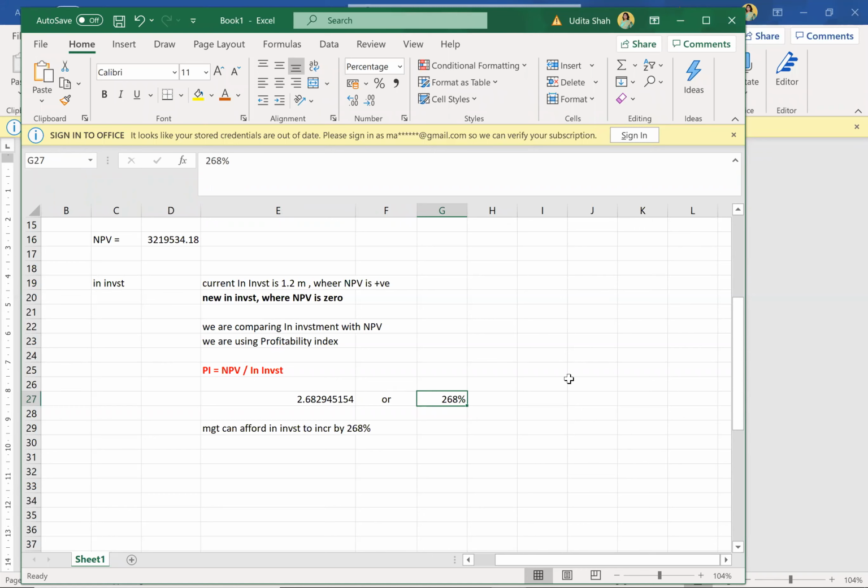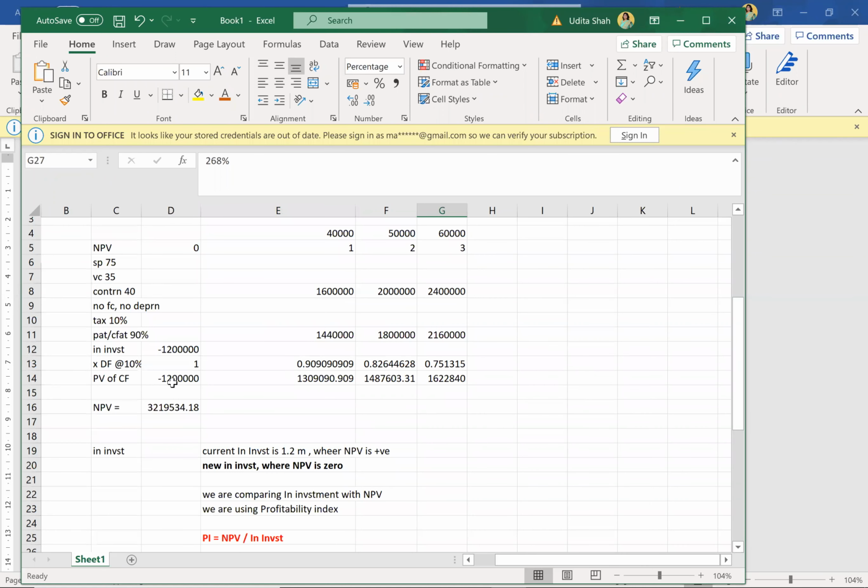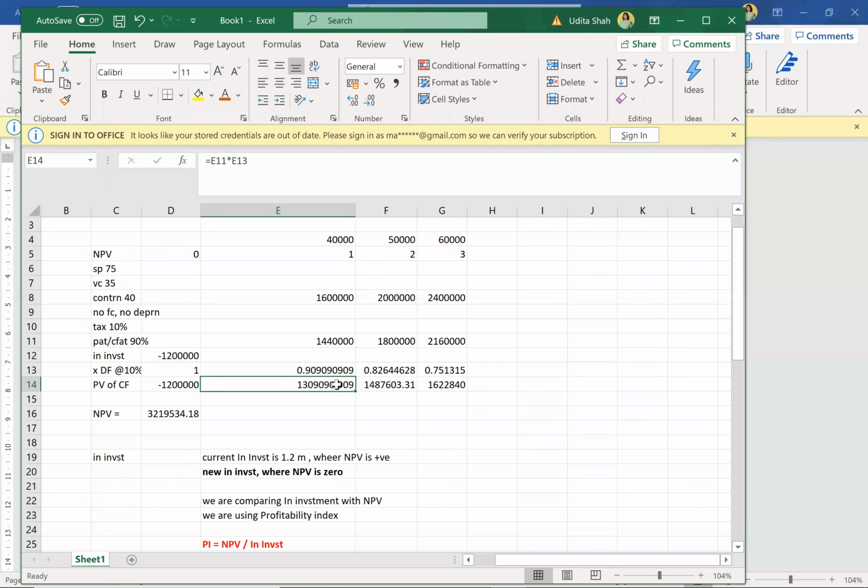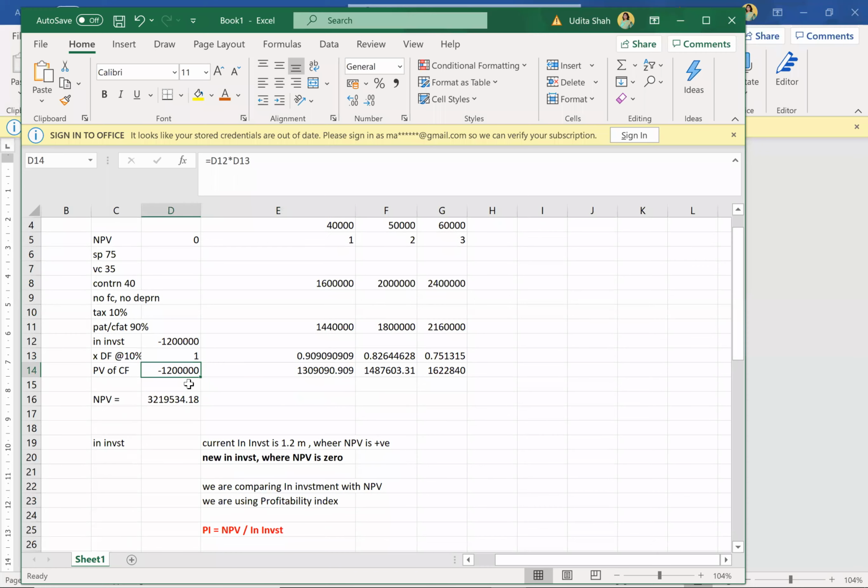Okay, initial investment is far less right now. Just see over here. Initial investment is only 1.2 million, and in the first year itself, I am recovering more than 1.2 million. So till the end of 3 years, I am recovering quite enough. Even if it increases by 268%, I can still afford to have positive NPV.